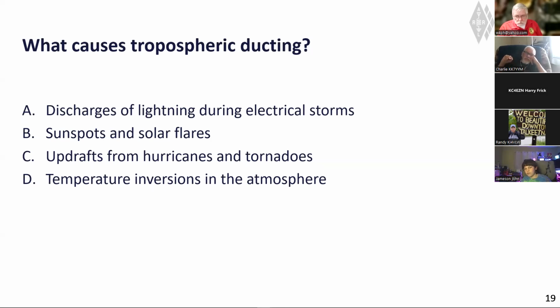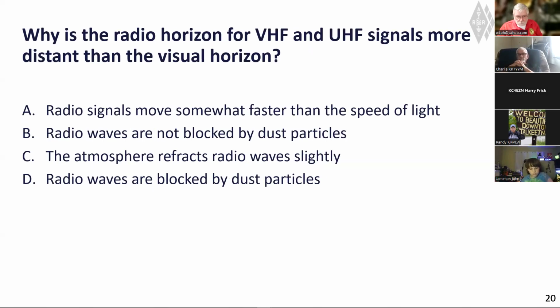What causes tropospheric ducting? That would be D, temperature inversions in the atmosphere. Why is the radio horizon for VHF and UHF signals more distant than the visual horizon? The atmosphere refracts radio waves slightly.